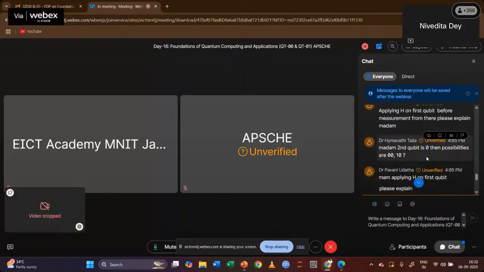No, no, sorry. So the second qubit is 0. Only this information is giving me what? In that table, if you remember, the second qubit is 0, and we are then measuring the first qubit, which can be either (0 plus 1) by root 2 or (0 minus 1) by root 2, right? And on measuring that, I can get 0 or 1. So the possibilities are 00 and 10 whenever we are doing the Hadamard on the first qubit.